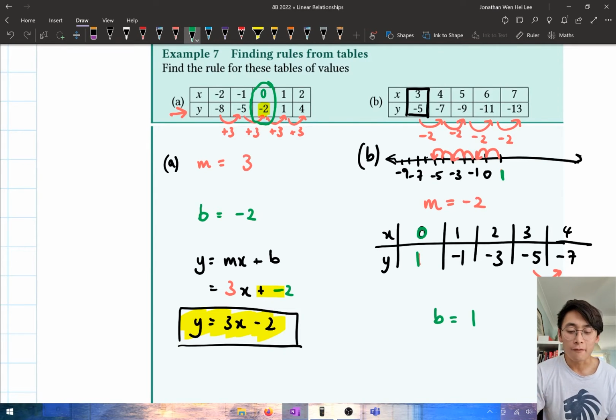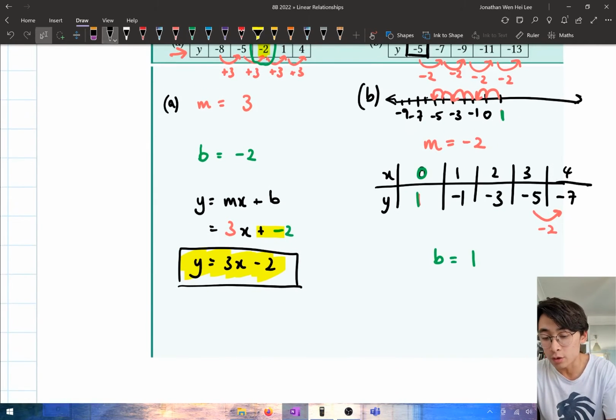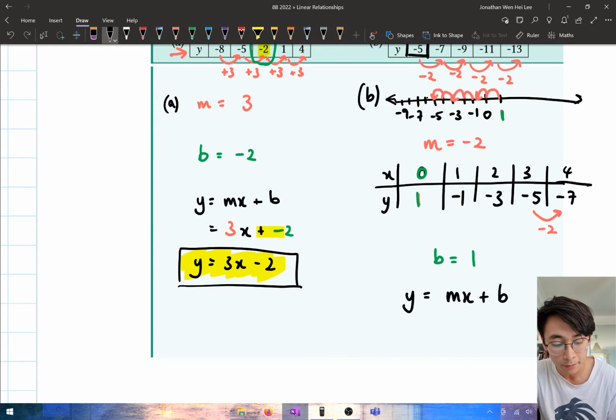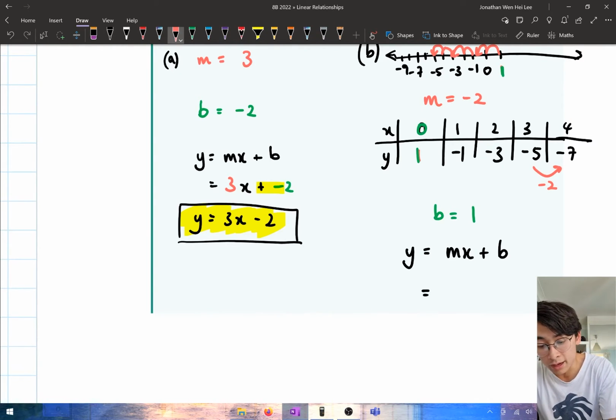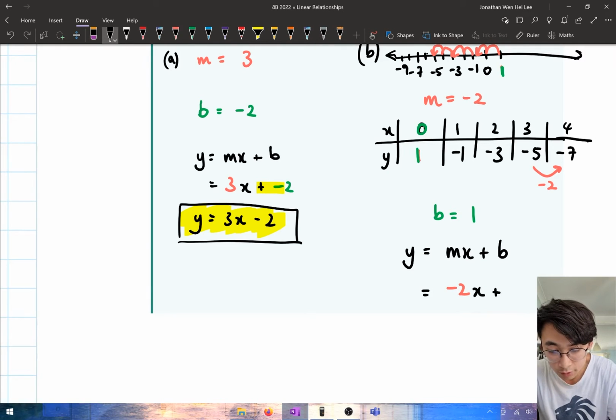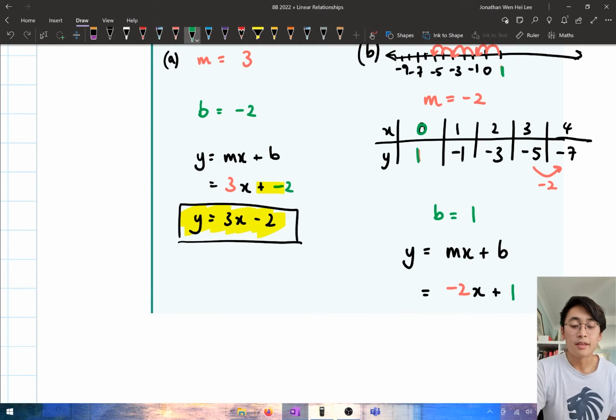Okay, so now that I've got all my parts, m and b, all I need to do is write it into my rule. y is equal to mx plus b. For this one, we're going to replace m with negative 2, so negative 2x plus 1. And there we go, we found the rule here. Okay, so hopefully this was helpful.